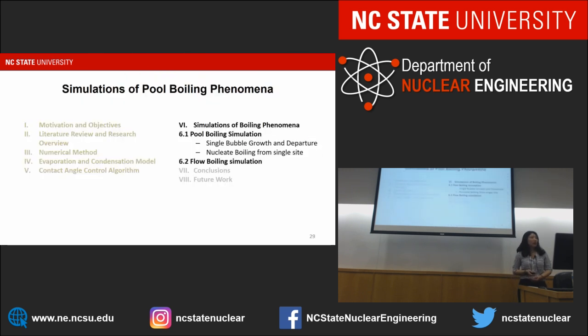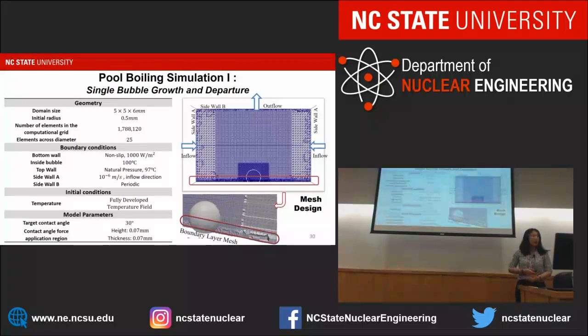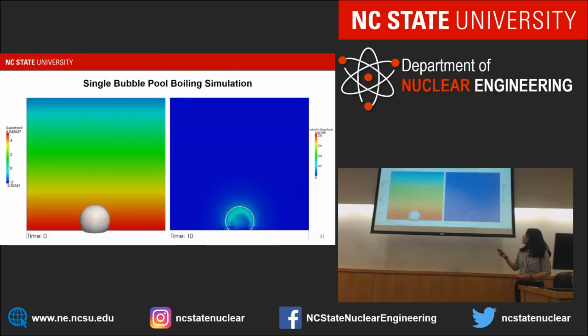And then I'm going to show some results conducted using these boiling models. The first part is about the pool boiling simulations. The first case is single bubble growth and departure from the wall. In this case, we try to demonstrate the coupling between the contact angle control algorithm and the evaporation and condensation algorithm. As I said in the very beginning, one of the difficulties here is coupling different mechanisms in the same single boiling simulation, and this is what we try to demonstrate here.